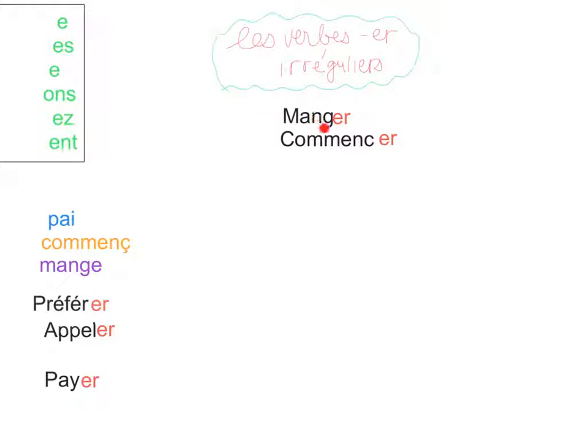Manger is a GER verb. Commencer is a CER verb. Manger, to eat. Commencer, to start, to begin.